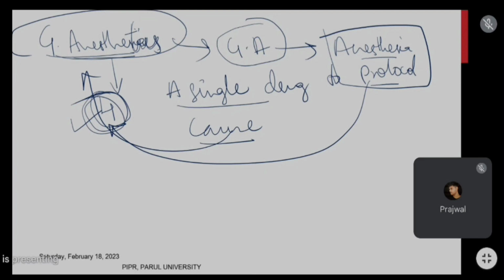Now what is the anesthesia protocol? Remember carefully, listen carefully. In the anesthesia protocol we have certain points that we have to follow, because a single drug is not available. So we have multiple drugs to fulfill the objectives of general anesthesia. For that, we have to follow the anesthesia protocol.